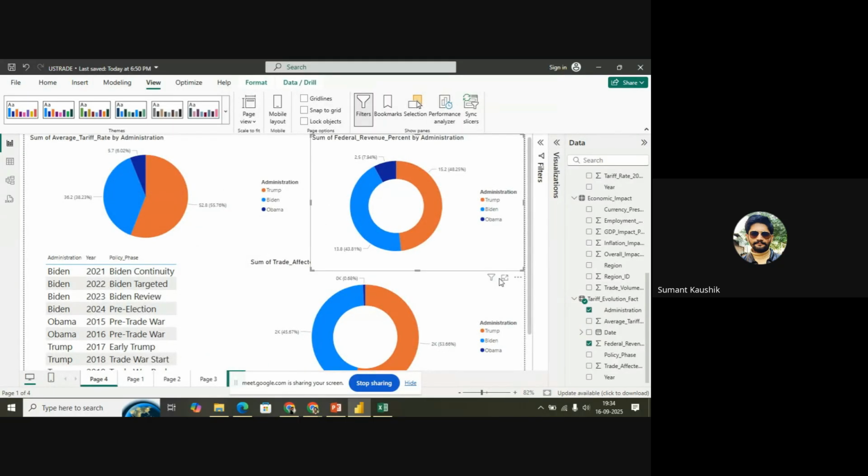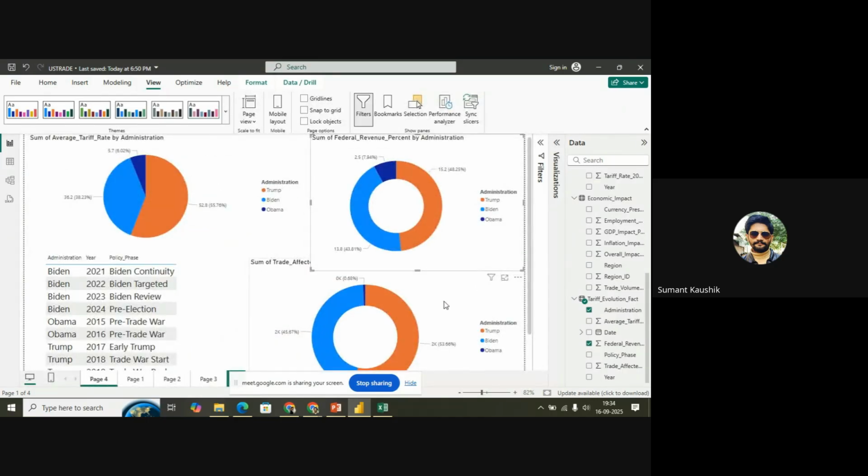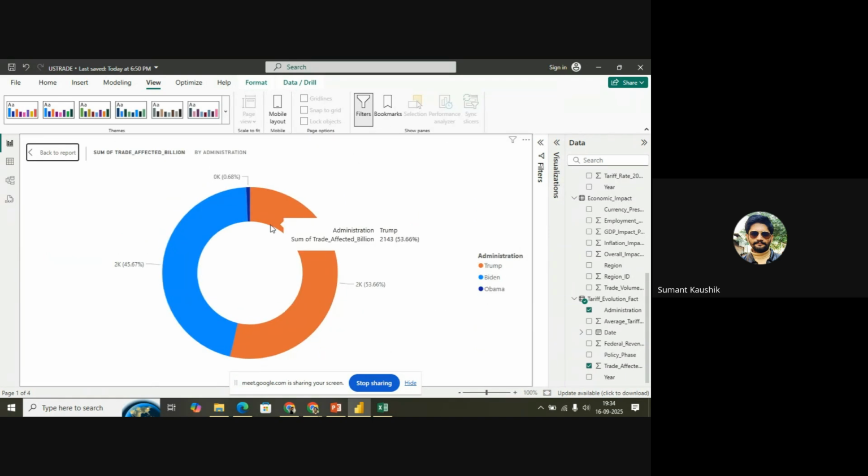This much is about the status of the revenue of the government. During Trump's era, almost 15% of revenue came from the tariff. In Biden's it was 13%, and in Obama's it was 2.5%. The trade affected, if you can see, is now an interesting thing. During the Trump era, the trade affected was about 53%, and during Biden's era, it was also about 45%. So there is no big difference between the Trump era and the Biden era. This needs to be taken care of.